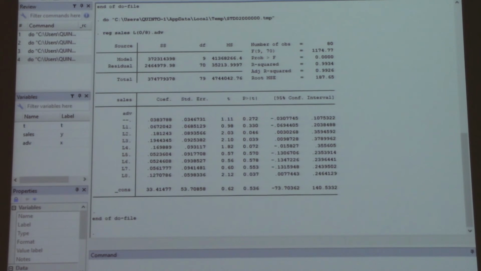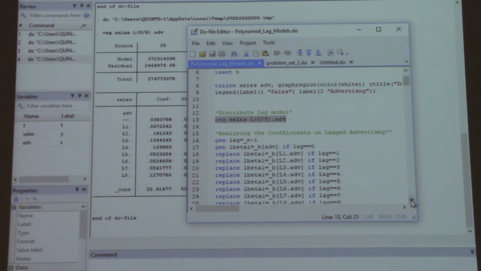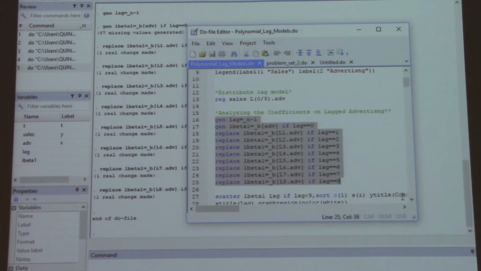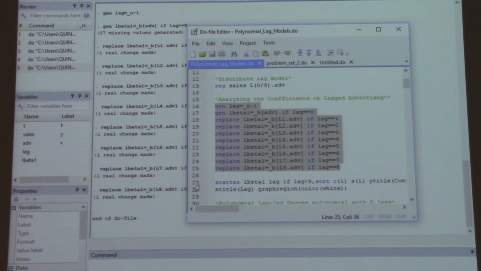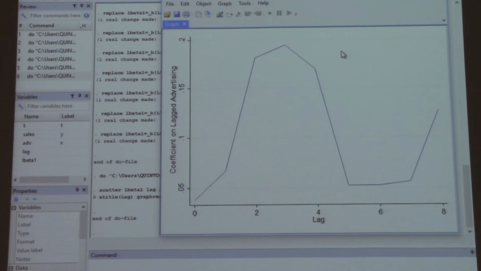Okay, so we can run that. We can graph this also. And we're going to graph this the same way we graphed it before. Generate a lag variable, pull those coefficients out, and then graph.